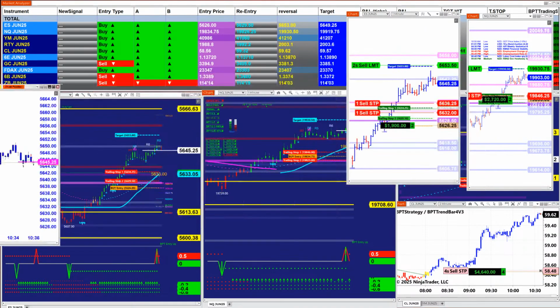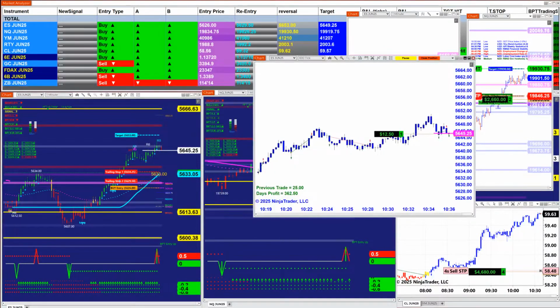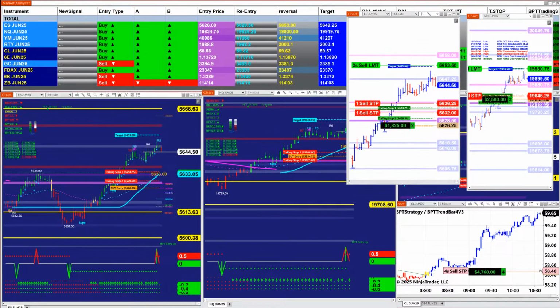So if you see something nice and you want to take a profit, you can close the position and pause it, so it will not take any more trades. You can do that. So let's see if this ES is able to penetrate that resistance. It's been suffering with it.